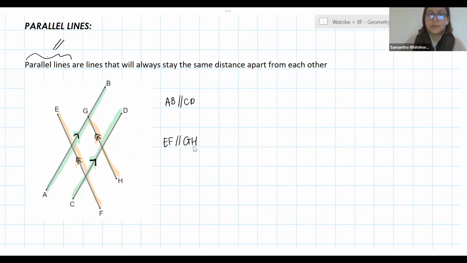Parallel lines are lines that run equidistant, or the same distance apart from each other, and follow the same direction. They've got the same slope as each other.